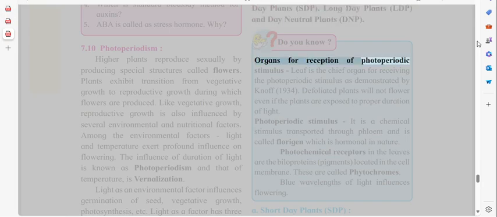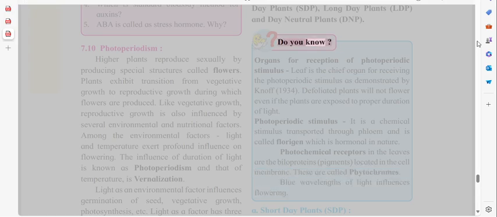Organs for reception of photoperiodic stimulus. Leaf is the chief organ for receiving the photoperiodic stimulus as demonstrated by Knight, 1934. Defoliated plants will not flower even if the plants are exposed to proper duration of light. Photoperiodic stimulus. It is a chemical stimulus transported through phloem and is called florigen, which is hormonal in nature. Photochemical receptors in the leaves are the biliprotein pigments, located in the cell membrane. These are called phytochromes. Blue wavelengths of light influence flowering.